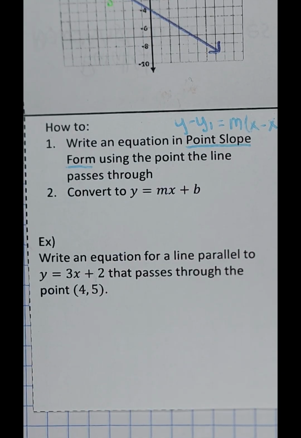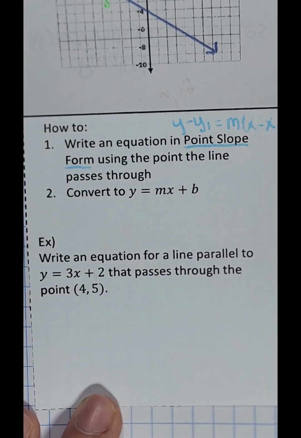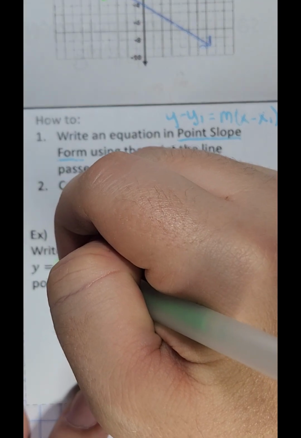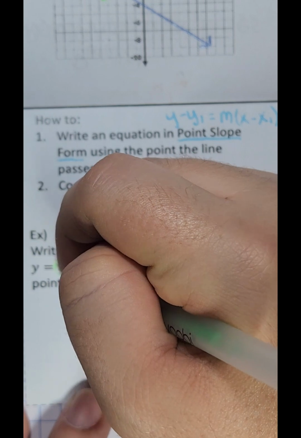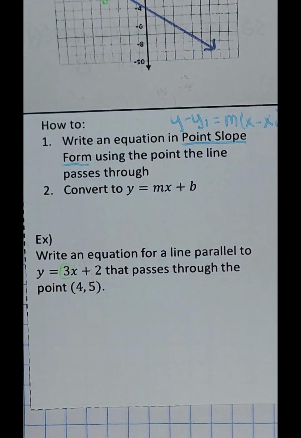Then we're going to convert that equation to slope-intercept form, or that is y equals mx plus b. So in our example here, we're going to write an equation for a line that is parallel to y equals 3x plus 2 that passes through the point 4, 5. So we get our slope from that first equation. That's our slope right there, that 3.